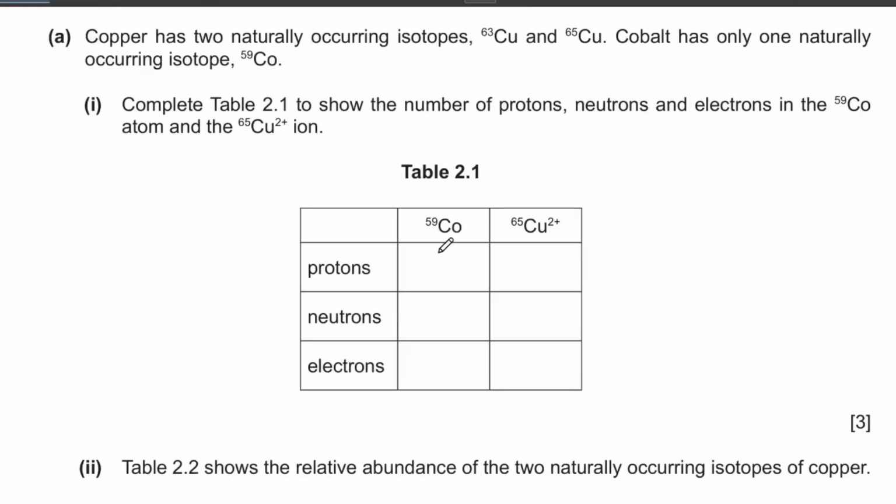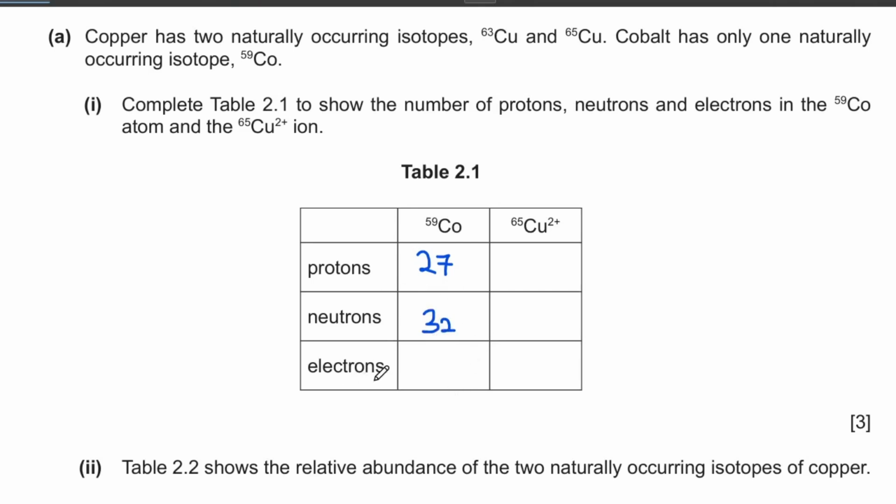So since cobalt here is a neutral atom, it doesn't have any charge, that means the number of protons is going to be 27. Number of neutrons: the number of neutrons is going to be 59 minus 27. Why? Because this 59 is the mass number, the number of protons and neutrons in the nucleus of an atom. So since the protons are 27, our number of neutrons is going to be 59 minus 27, which is going to give us 32.